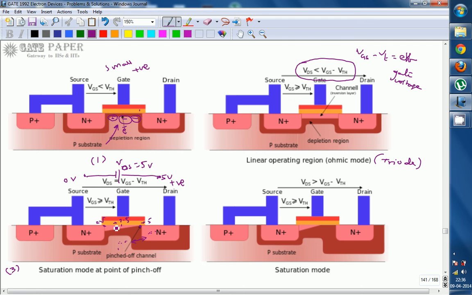That's why the diagram is shown in this way, with a line with more depletion region towards the drain side and less depletion region towards the source side. And if you apply VDS greater than VGS minus VT, this depletion region is going to penetrate into the channel. So now this is the depletion region.